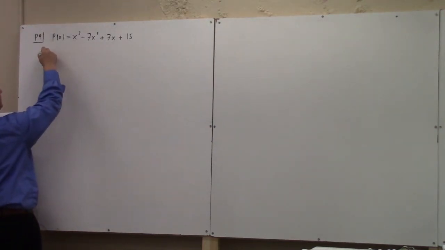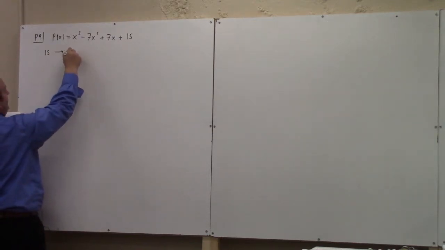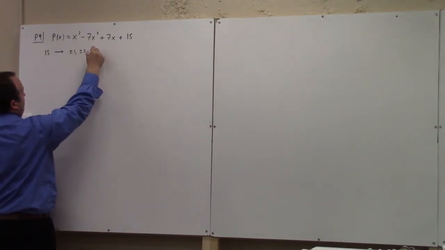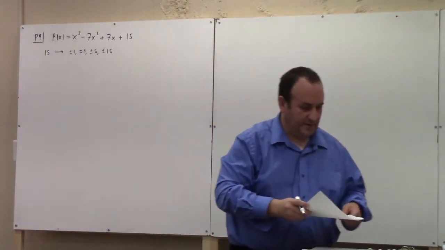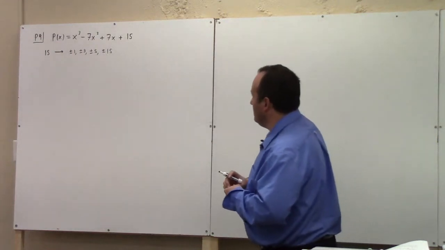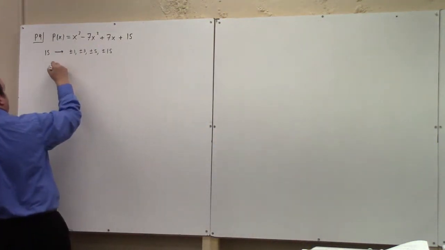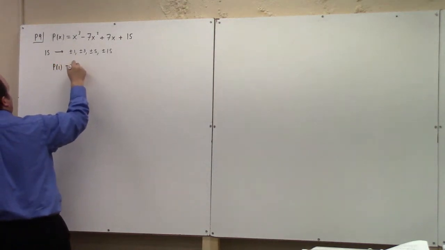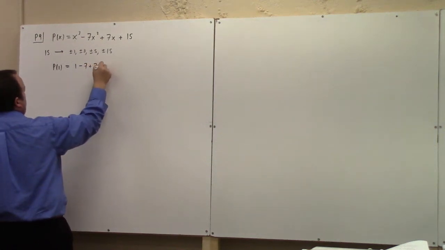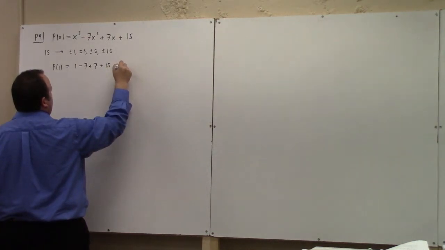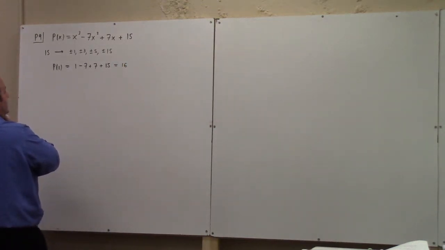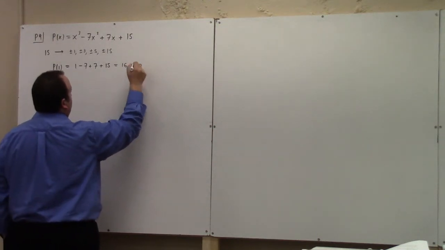So 15 suggests plus or minus 1, plus or minus 3, plus or minus 5, or plus or minus 15 as possible roots, because the leading coefficient is 1, right? So we don't have to worry about fractions. I usually start with the easiest one, 1. Well, that's 1 minus 7 plus 7 plus 15, which is 16. Anyway, the point is, whatever it is, it's not equal to 0, all right?